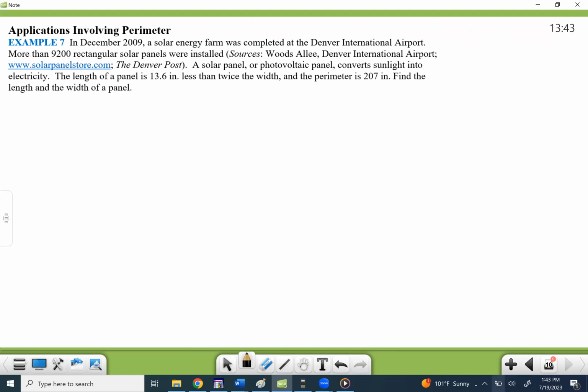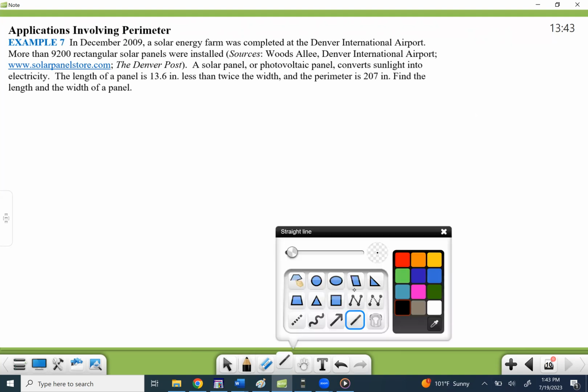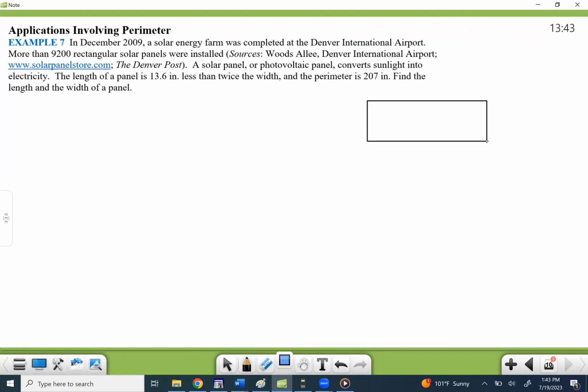Okay, so make sure that you don't memorize the perimeter formula, but that you understand where it comes from. So if you have a rectangle, this is going to be L and this is going to be L for length. This is going to be W and this is going to be W. The perimeter means the distance around.